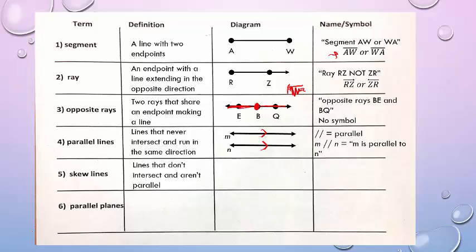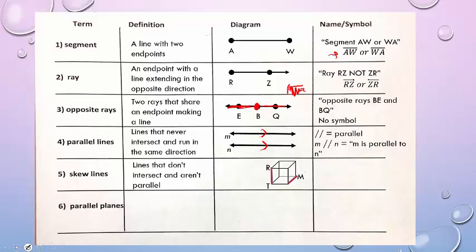Skew lines are probably new. Skew lines are the reason we have to be careful about saying what parallel lines are. So skew lines would be lines that don't intersect, but they're not parallel either. And the best way to show that is through a box, something that's 3D.